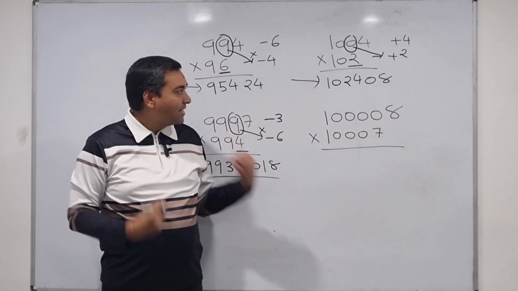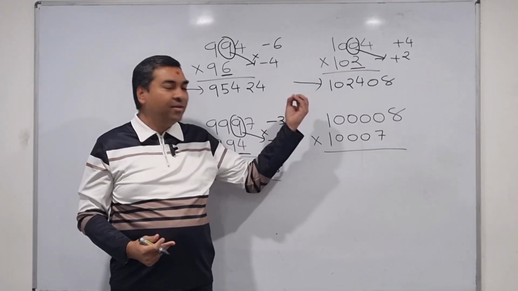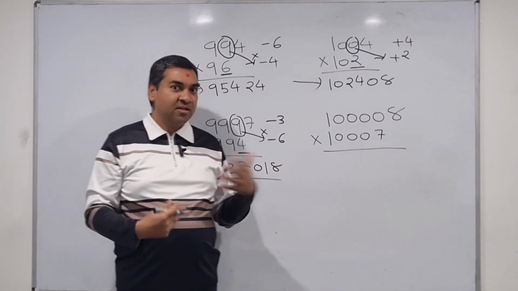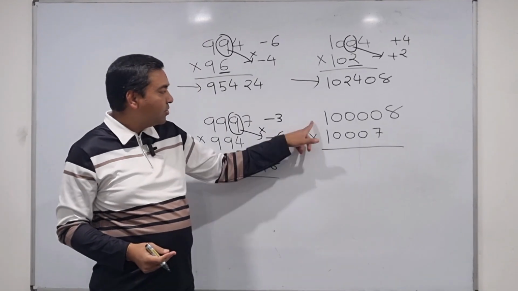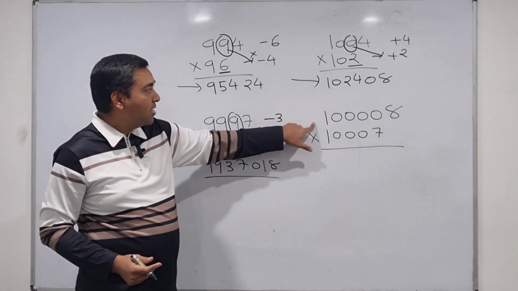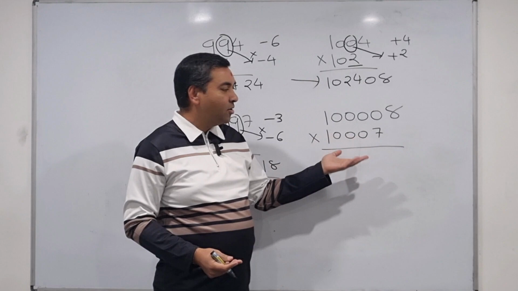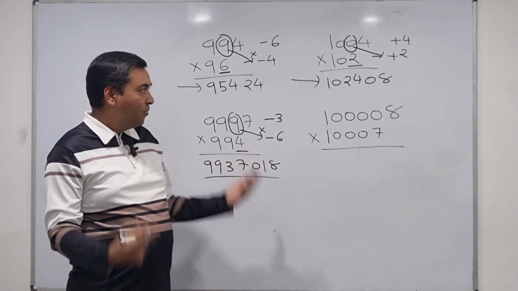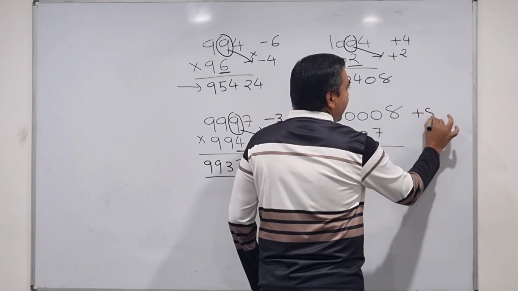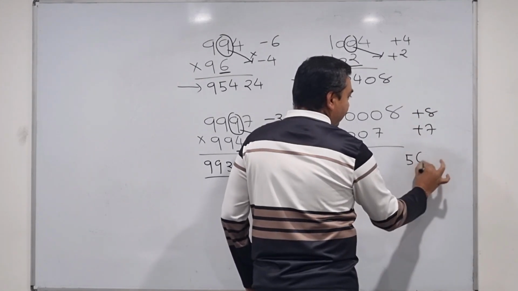Honestly, guys, I'm speaking everything because I'm trying to show it to you. Otherwise, guys, it takes less than 2 minutes once you understand and practice. Now you can see here, guys, your question can get any bigger, but it does not matter. Here it's like 10,008 multiplied by 10,007, but that's fine. We'll follow the same process. What is the process? This is +8, this is +7, 8 7s are 56.